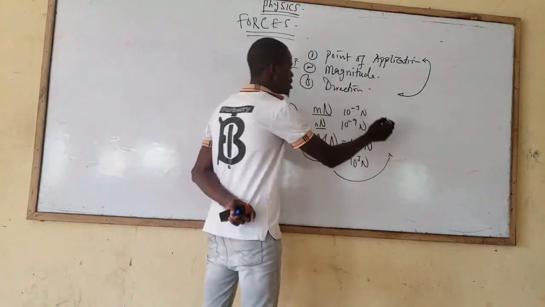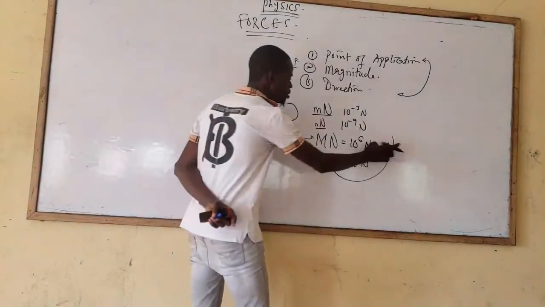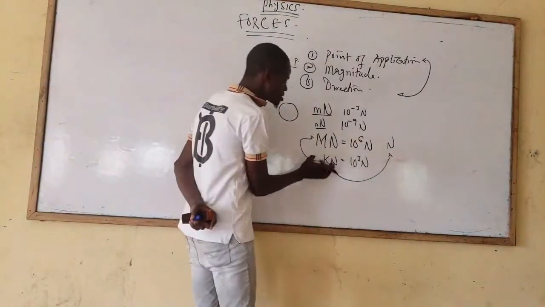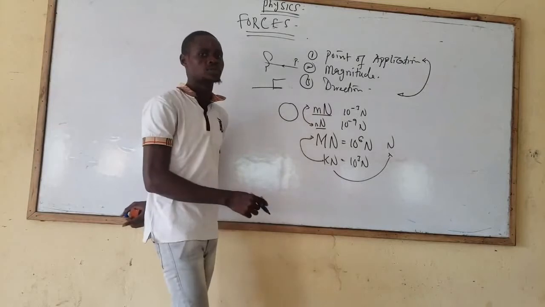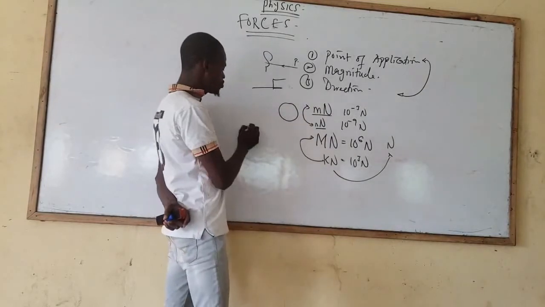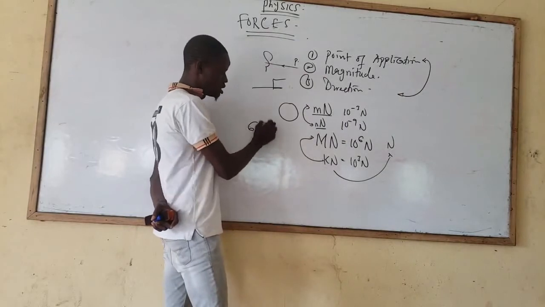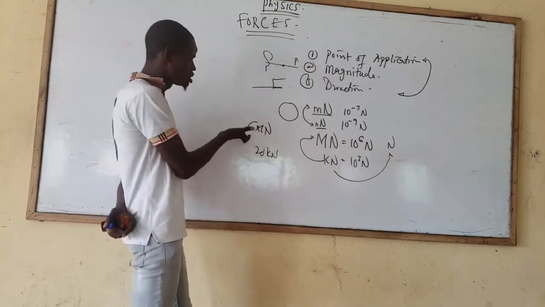Normally, the main unit of force is what? Newton. You grab what I'm saying? Now, the main unit is Newton, but we can add a larger unit and a smaller unit of force. You grab, that's what we call magnitude. For instance, a force of 6 meganewton is greater than a force of 20 kilonewton. That is the magnitude.